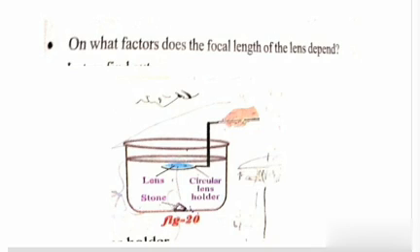Next, keep a black stone inside the vessel at its bottom. In the figure, one stone is placed at the bottom; we should place it like that. Now pour water into the vessel up to a height such that the height of the water level from the top of the stone is greater than the focal length of the lens.